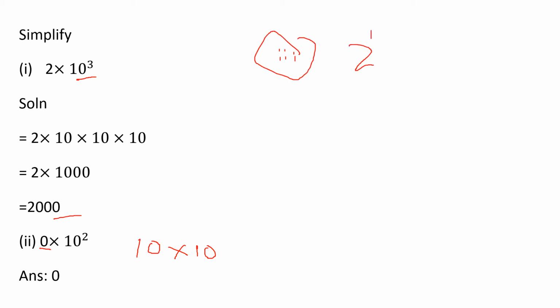2 power 1 into 5 square into 6 power 1. So for this problem, just do it and write the answer. So 2 power 1 into 5 square into 6 power 1. And one more problem. So we can take this as A.